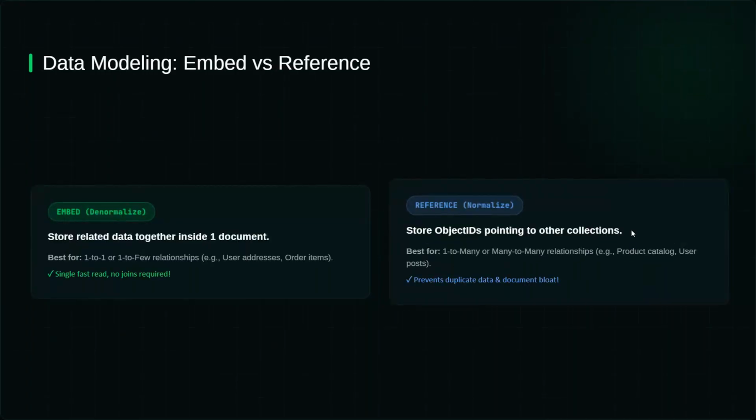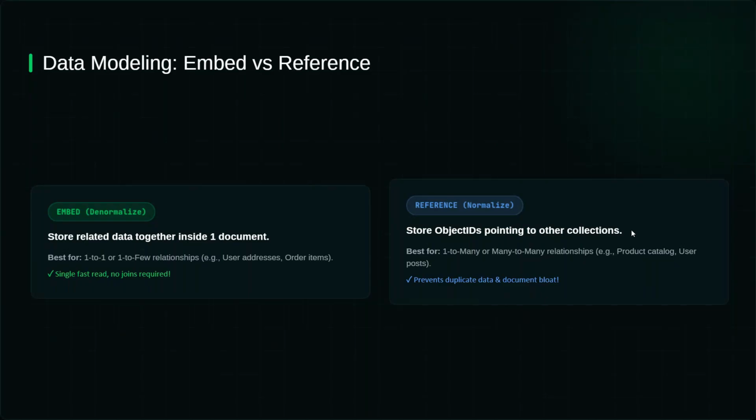So here's the data modeling: embed versus reference. This is the core design choice. Embed, denormalize: nest related data inside one document, ideal for one-to-one or one-to-few relationships. Items inside an order provides single read execution speed.